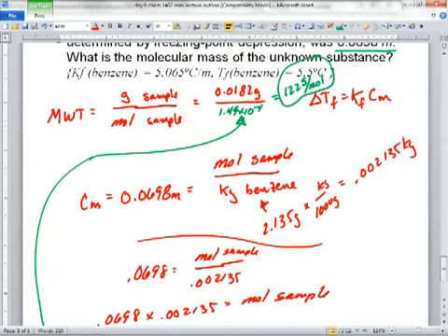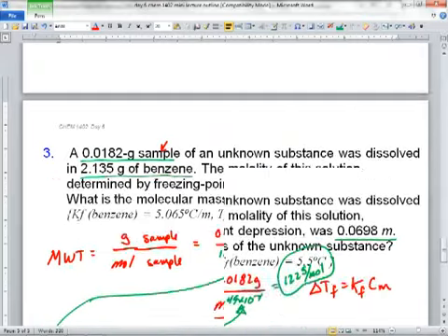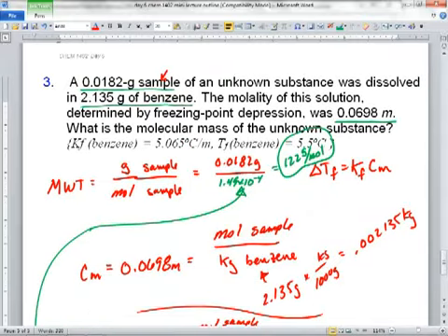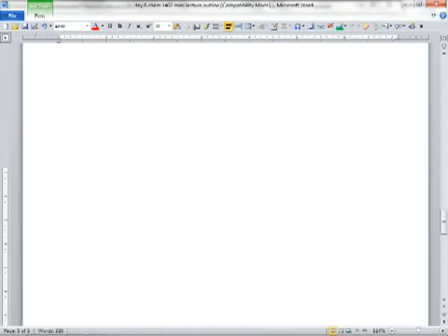Okay. And it all started out by, they asked for molar mass. That's why we started out this way. What's molar mass? The grams of sample over the moles of sample. And then you just kind of pick away at it, and it'll come.